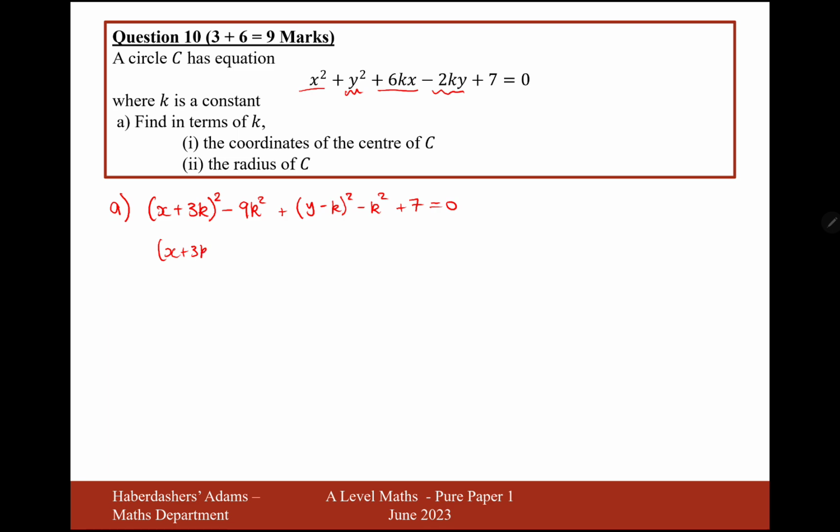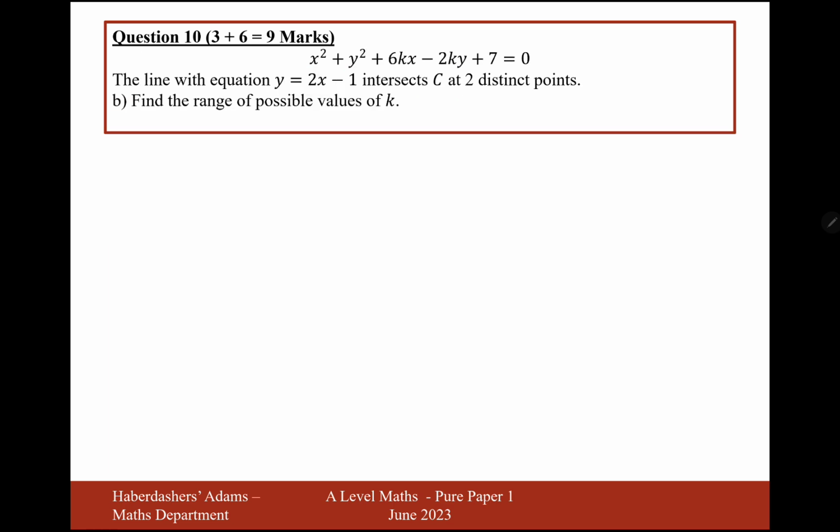So now we're going to move the terms that have come out of the brackets onto the other side. Equals 10k squared minus 7. So therefore the coordinate of the centre is (-3k, k), and the radius is the square root of 10k squared minus 7. Excellent, let's now move on to the next part.